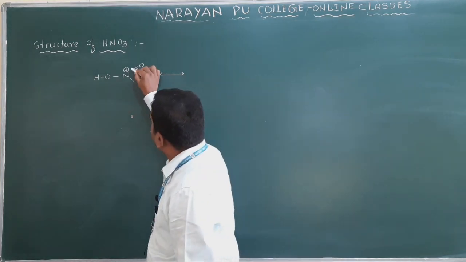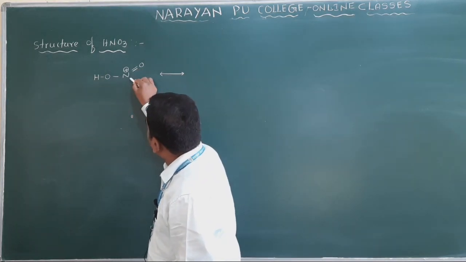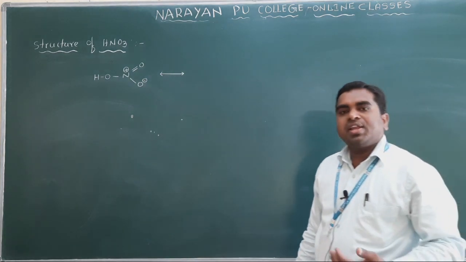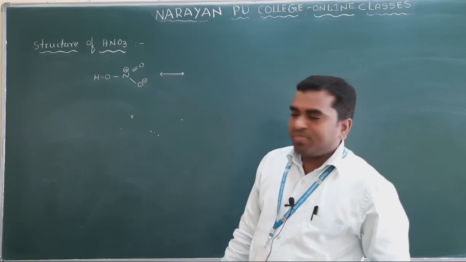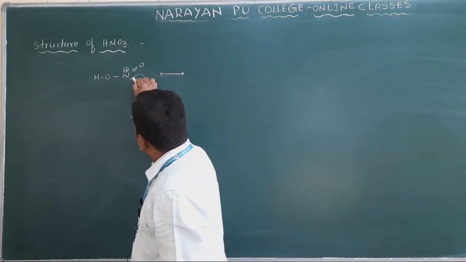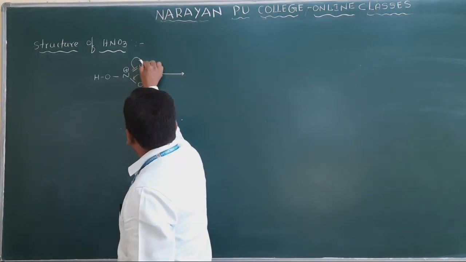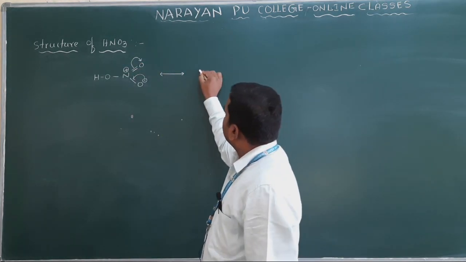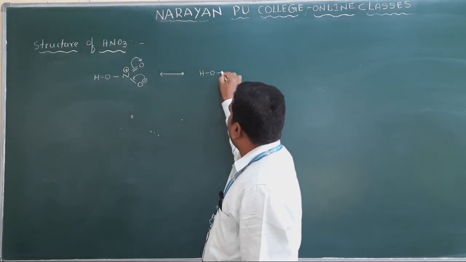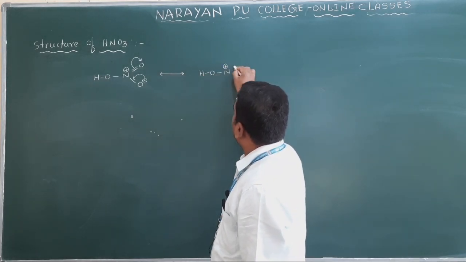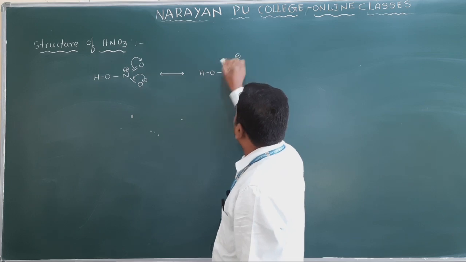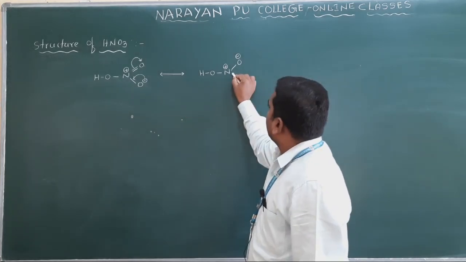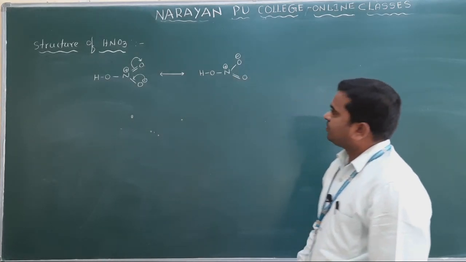Why? Because you see here the double bond and the negative charge are separated by a single bond, so they are in conjugation. When they are in conjugation, they are involved in resonance. So this bond will come here, and the electrons of this bond will go towards oxygen. So you will get HO, and here N positive charge, and this one will be converted into a single bond because this oxygen is gaining electrons, negative charge. So here you will get a double bond O.